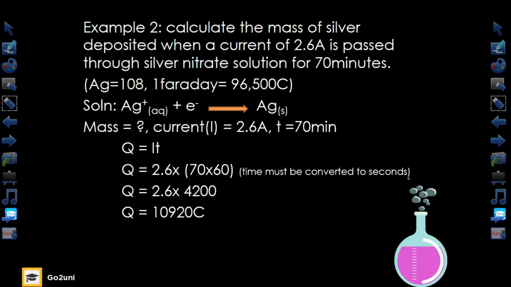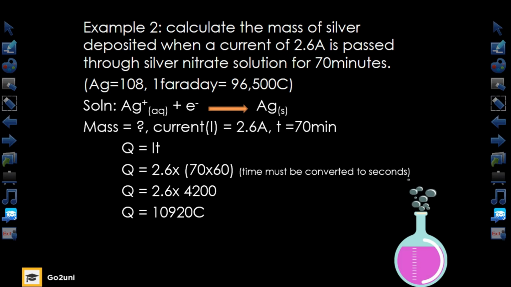And from our bracket, we have been told that 1 mole of silver is equal to 108 grams. That is the relative atomic mass, the mass of silver. So 1 Faraday, or 1 mole of electron, is equivalent to 1 Faraday charge. And 1 Faraday, as we can see in the bracket in the question, is 96,500 coulombs. That is the value for 1 Faraday.